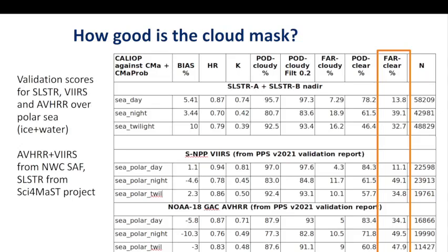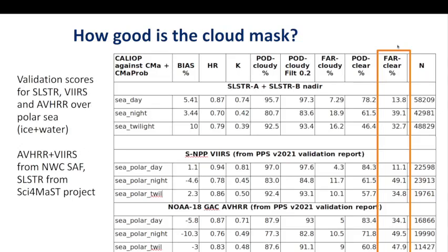This table shows the validation scores for SLSTR, VIIRS, and AVHRR over polar regions, so including both ice and water. These are from different validation exercises, so are not directly comparable, but still they show what I want to illustrate, that at daytime we have the best results.